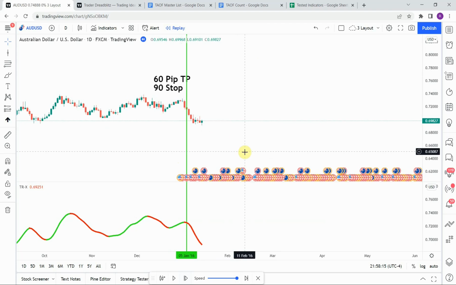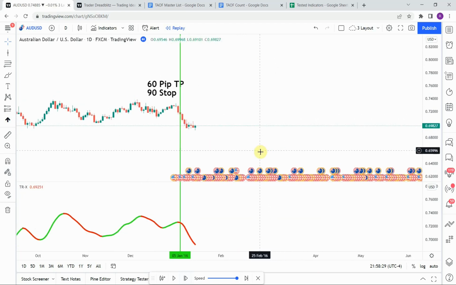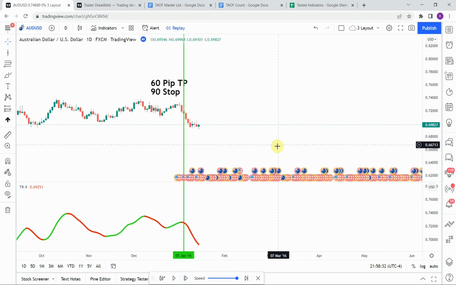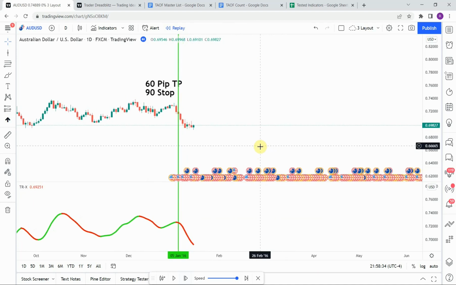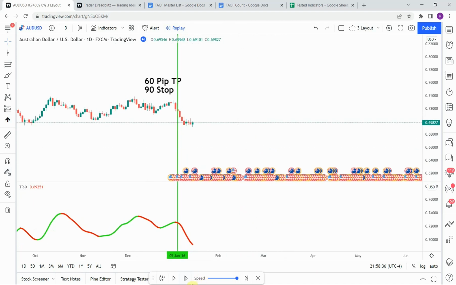Alright, so the first signal that we pick up is a short signal. You can see we get that switch to the red color there on the trend regression X line. Shortly after entering, we get this nice push to the downside, which will come down and get us to our take profit. So let's go ahead and continue on.